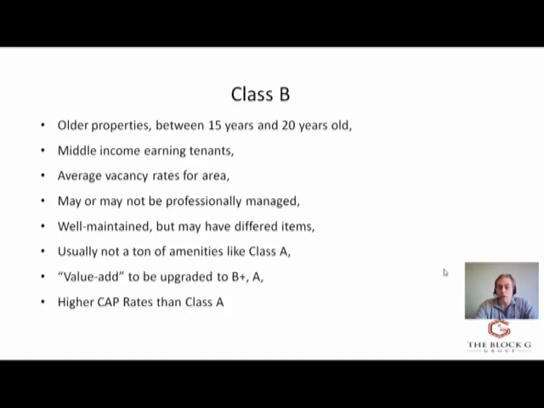Okay, so let's take a look at Class B properties, right? And again, I'm using these as ranges. These are older properties, typically 15 to 20 years of age. Middle income earning tenants. They are not the high earners of the Class A. These are middle income or middle class people, right? You know, average vacancies for the area, right? If the area is 5%, 6%, that's okay. That's what that typically is, right?